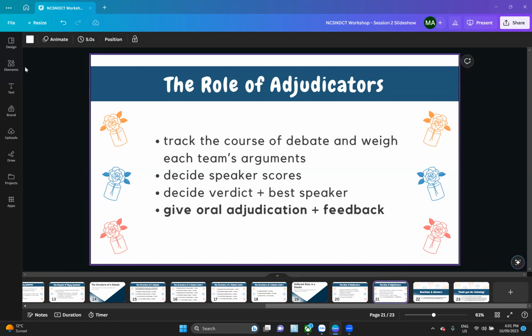They decide the speaker scores, so they have a set criteria that they judge each speaker on, and that will determine the score that they get. They also decide the verdict and the best speaker. So they decide which team wins the debate and which speaker was the best overall. And finally, they give oral adjudication and feedback. Once they've made their decision, they come back in, they'll announce it, they'll let everybody know who won the debate, and they will also give the speakers some general feedback about how they performed during the debate.